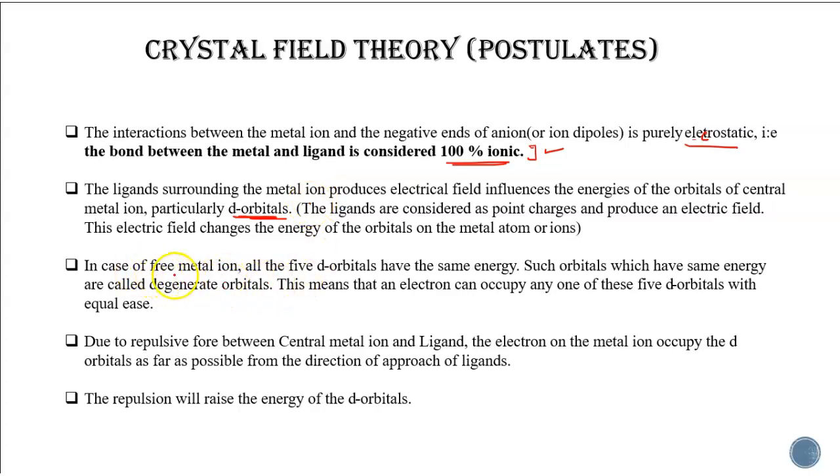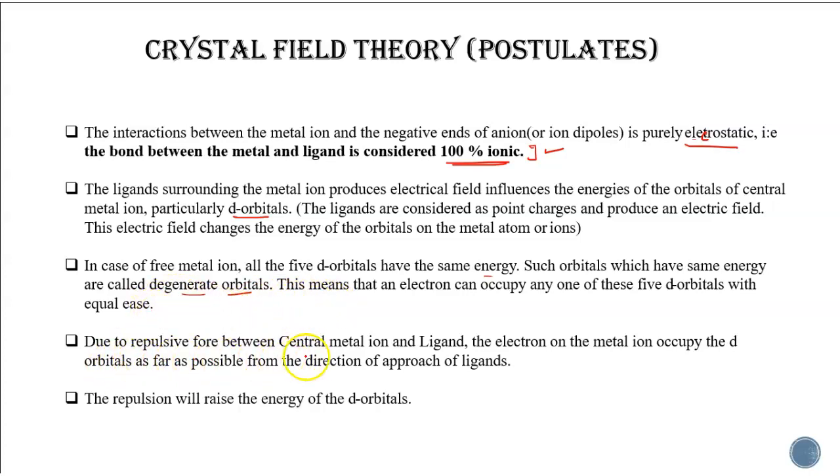Okay. And another point is in case of free metal ion, all the 5 d orbitals have same energy. अगर आपके पास free metal ion है, वहाँ पे कोई non spherical electric field नहीं है, उस केस में आपके 5 orbitals जो होंगे they are going to have same energy. Such orbitals which have same energy, they are called degenerate orbitals. This means that an electron can occupy, मतलब एक इलेक्ट्रॉन किसी भी आपके ऑर्बिटल्स में जा सकता है, dxy, dyz, dxz, dx² minus y² और dz². इनमें से 5 में से किसी भी ऑर्बिटल में आपका इलेक्ट्रॉन जा सकता है. That is one thing over here.